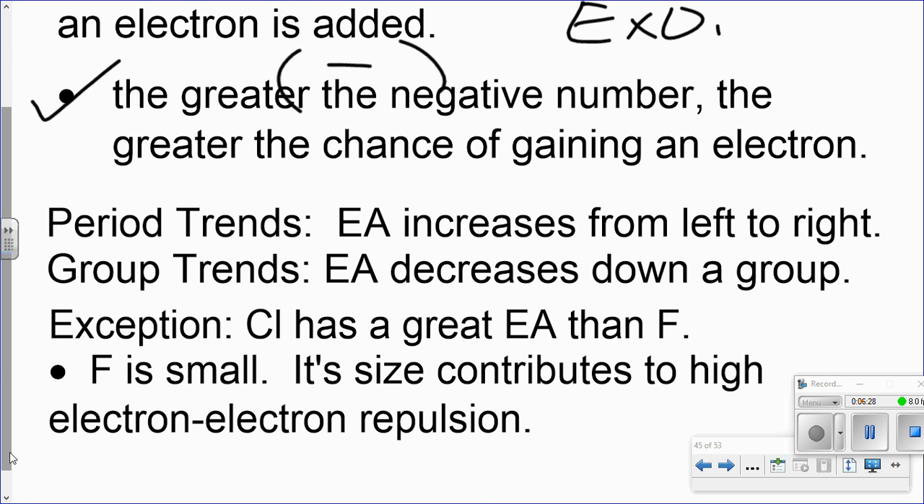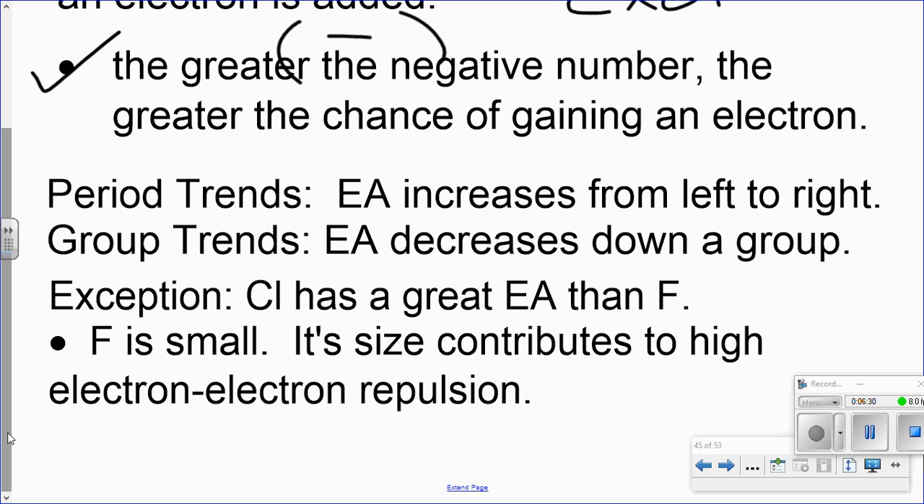Okay? Now we'll talk about this exception in class. You can read it here. Turns out that fluorine is a much smaller atom than chlorine. Actually, it leads to more electron-electron repulsion. I'll talk about that in class.